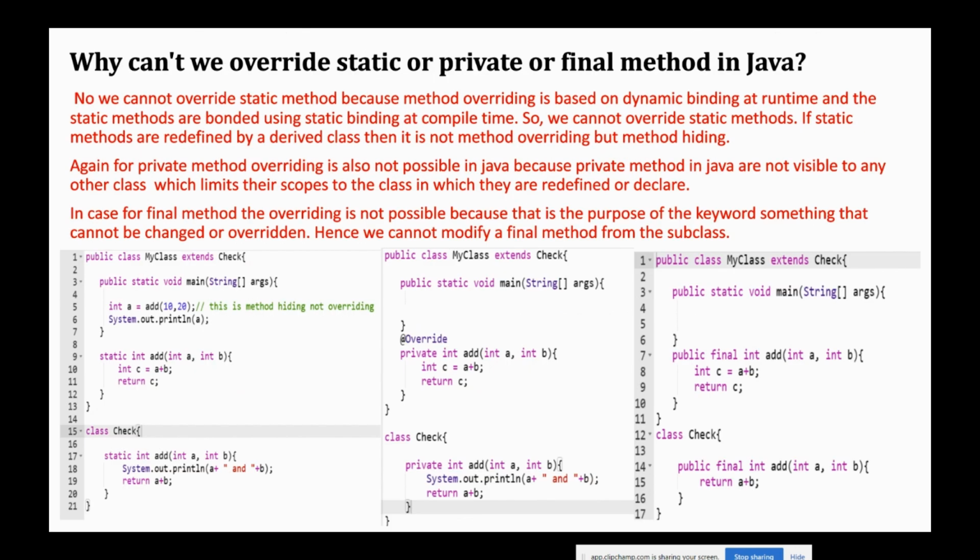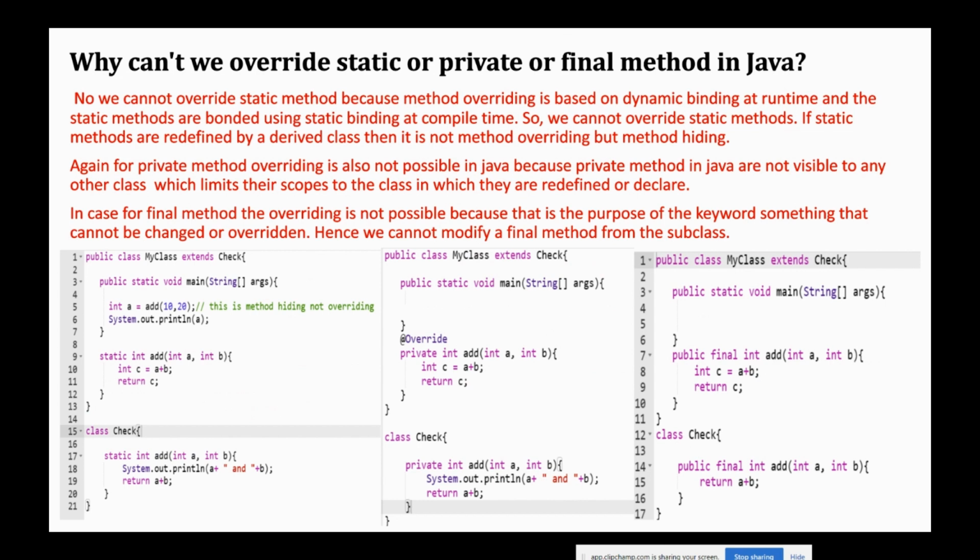Why can't we override static, private or final methods in Java? So no, we can't override static methods because method overriding is based on dynamic binding at runtime, and static methods are bound using static binding at compile time. So we cannot override static methods. If static methods are redefined by the derived class, that is not method overriding but method hiding. You can see three different examples below.